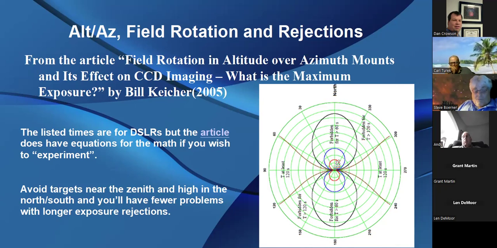And so bottom line here is that as you use your C-Star, pick the targets wisely. Try to pick targets that are away from the zenith. Try to pick targets that are maybe between about 70 degrees and 30 degrees. And then you'll probably have more success.